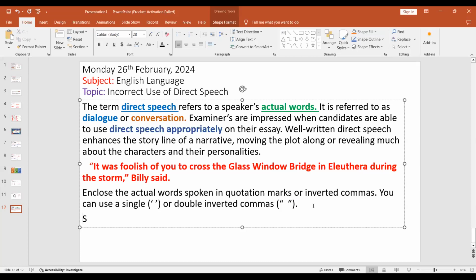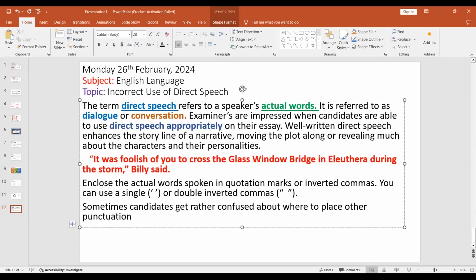Now sometimes candidates, the people who take the exam, sometimes candidates or students get rather confused about where to place other punctuation in direct speech.